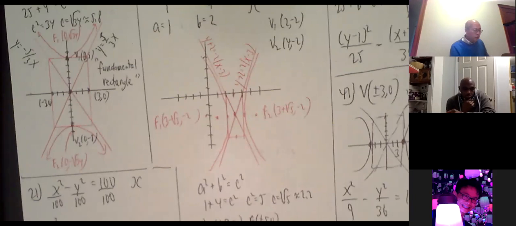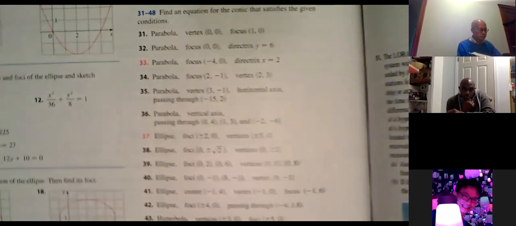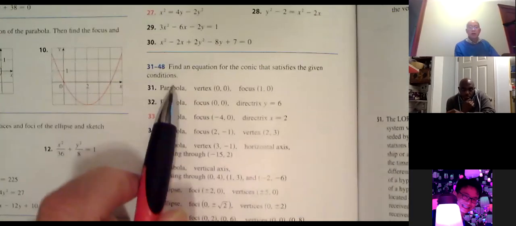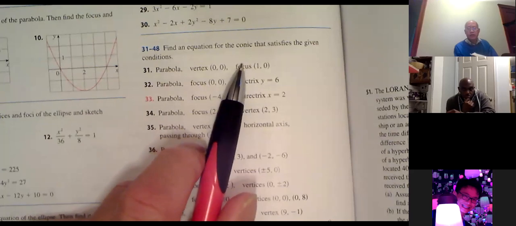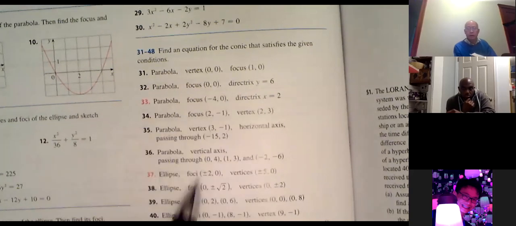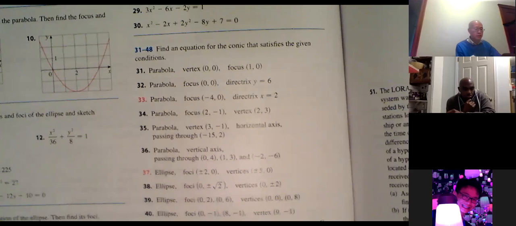All right, then 43, 45, and 47. Find the equation for the conic, the hyperbola. So since it just asked for the equation, once we have the equation, we can stop. We don't have to draw the graph. We don't have to find all the other fancy stuff if we don't want to.